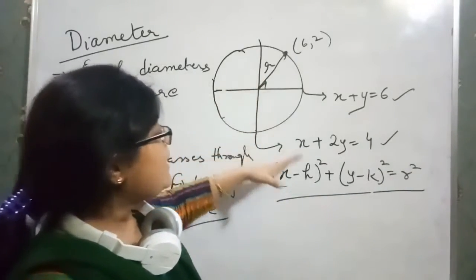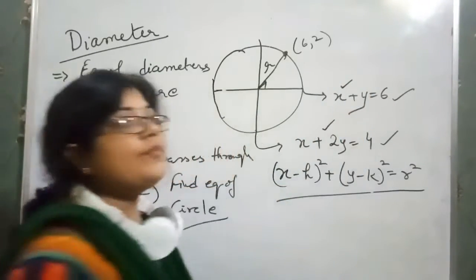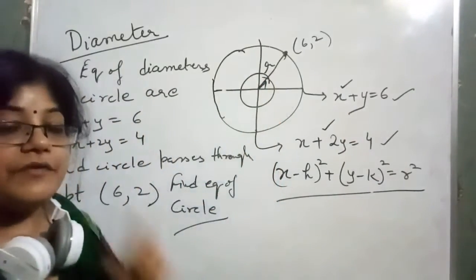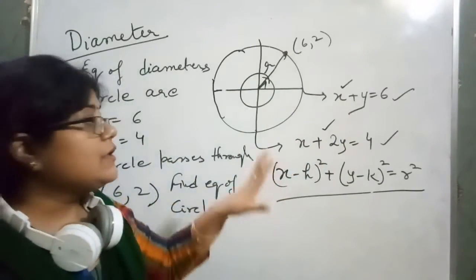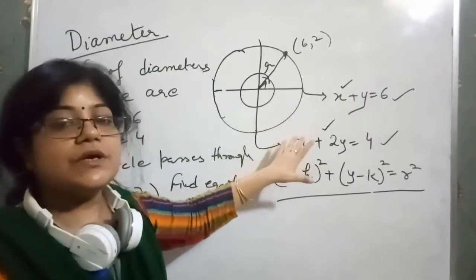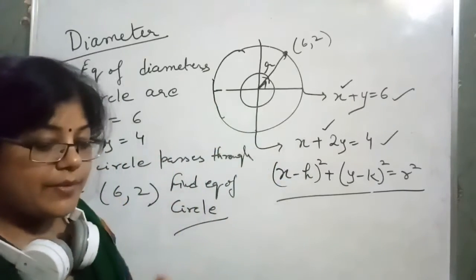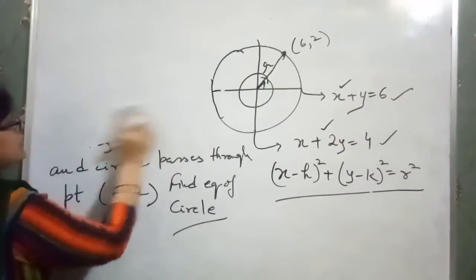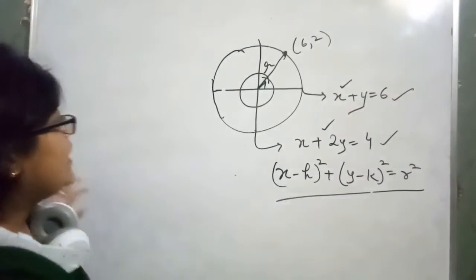Now, how do we find the center and radius? The intersection of these two diameters gives you a point x and y, that is, the center of the circle. The first thing: the intersection of the equations of the lines of the diameters gives you the center of the circle. Remember it. So, in order to find the center, we just solve these two equations.